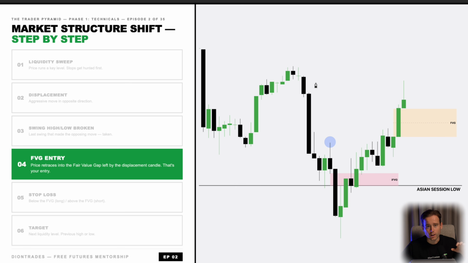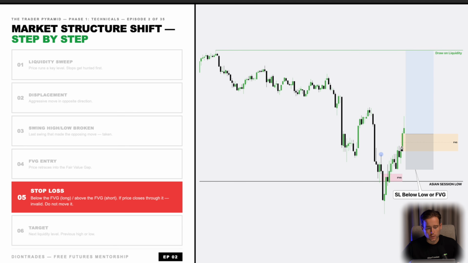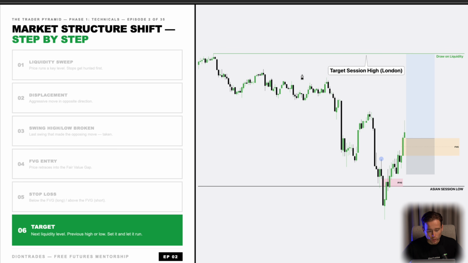If you want to trade on that, just like you've seen in episode 1 with the 10 a.m. gem, your entry is going to be in a fair value gap. There's also an inversion fair value gap where you can take your entry, but let's just stick with a fair value gap. Your stop loss goes below the fair value gap or below a low. And if price closes through it right here, then your whole trade idea is invalid. So don't move your stops. Be okay with taking the loss if it hits that area. And your target needs to be the next liquidity level, in this case, the previous high of the London session. Just set your trade and let it run.